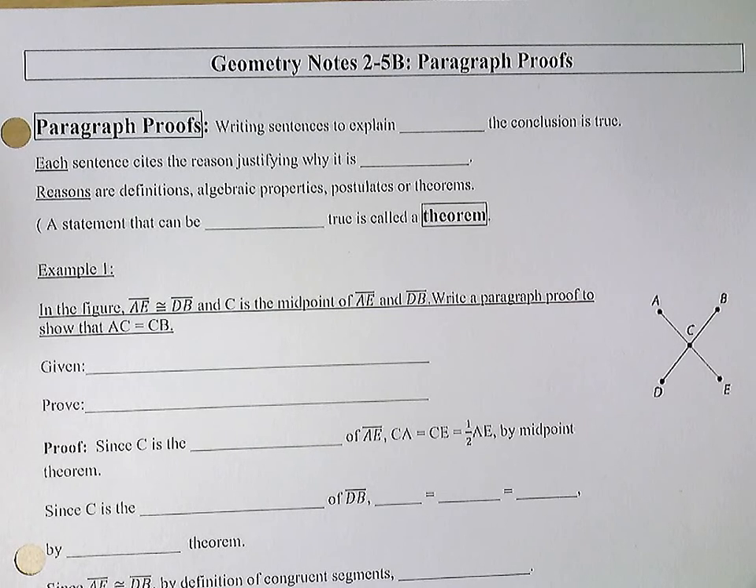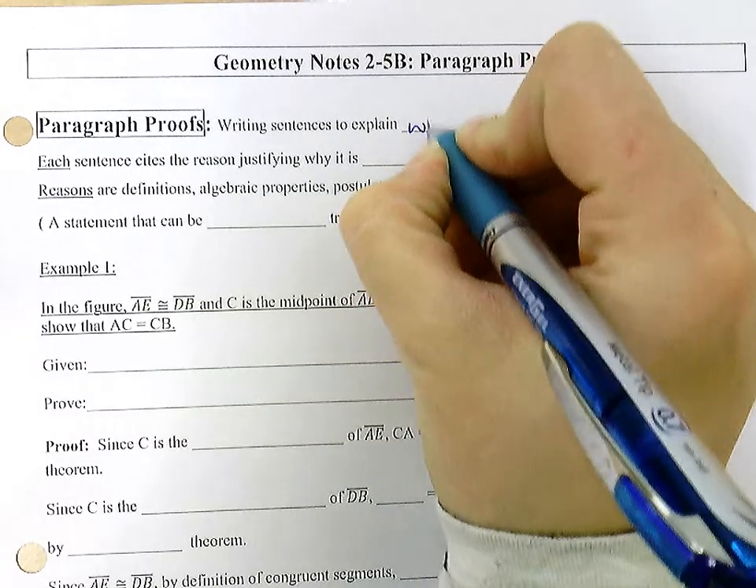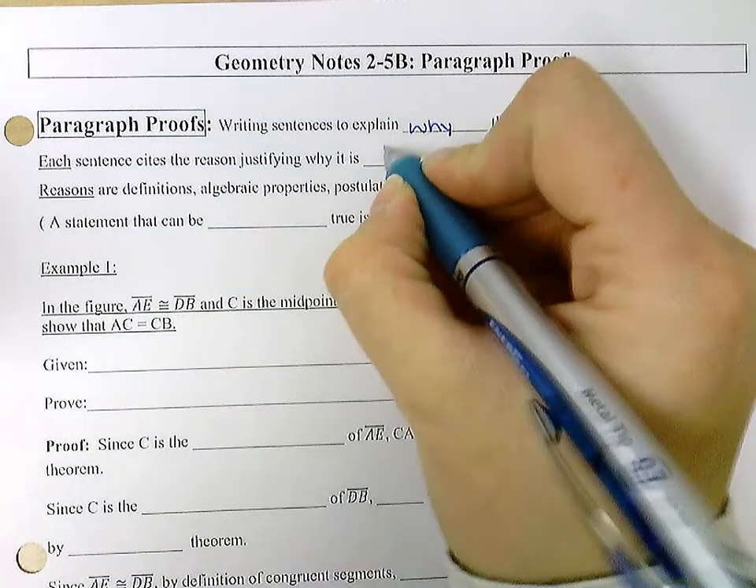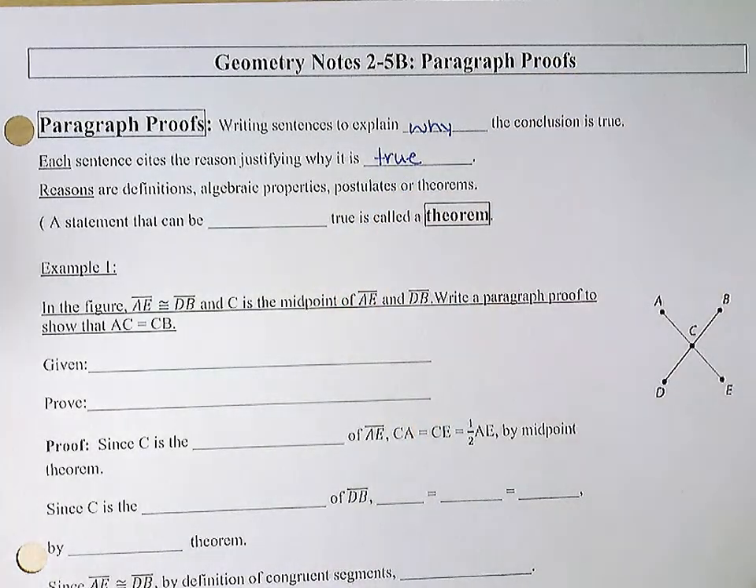Except now you just have to write a sentence instead of just a row in your two columns. Paragraph proofs are writing sentences to explain why the conclusion is true. Each sentence cites the reason justifying why it is true. Each row in that two-column proof would be a sentence. You'd make out that sentence for each one, and that would just create your paragraph.